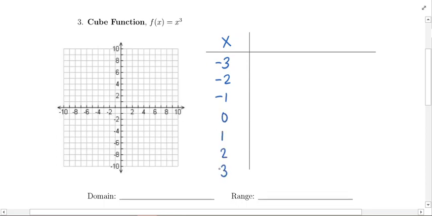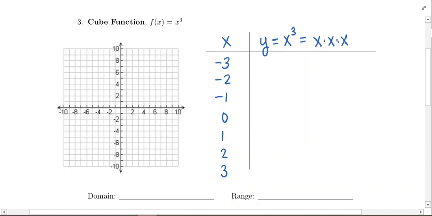We always want to pick a variety of x values. You want to pick something positive, something negative, and also 0 in the case you don't know what your graph looks like. Then we're going to take each x value and plug it into the formula, which is f of x is equal to x cubed. Remember, f of x is the same thing as y, so we're going to have y equals x cubed. But remember, x cubed just means you're taking x and multiplying it by itself 3 times. So it's x times x times x.